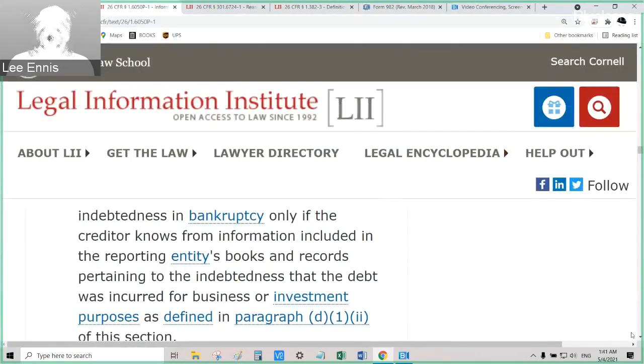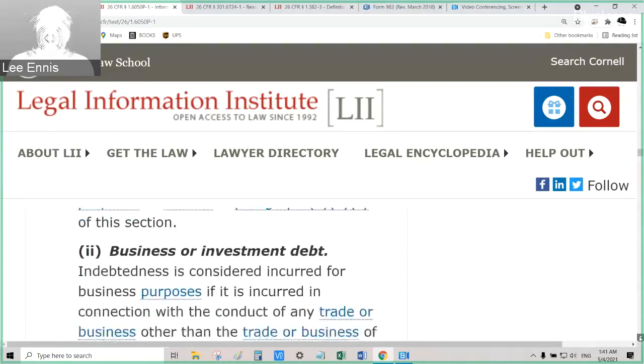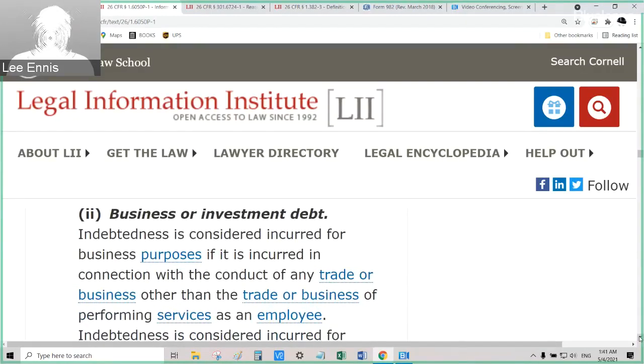Let's talk about that. Again, indebtedness is considered incurred for business purposes if it's incurred in connection with the conduct or trade of any business.